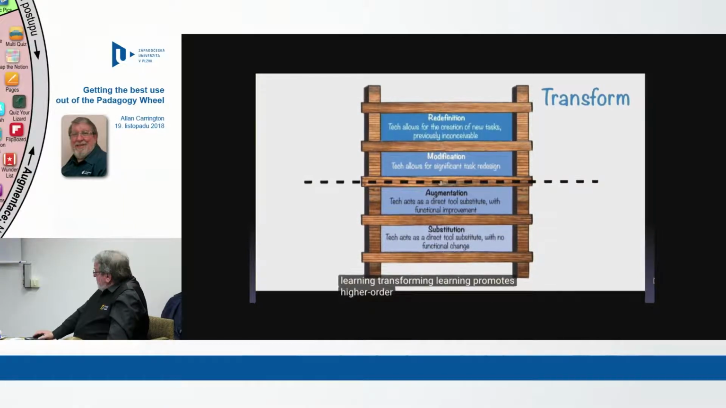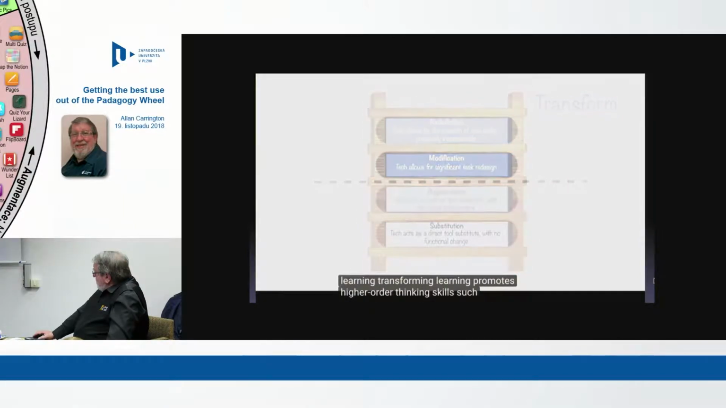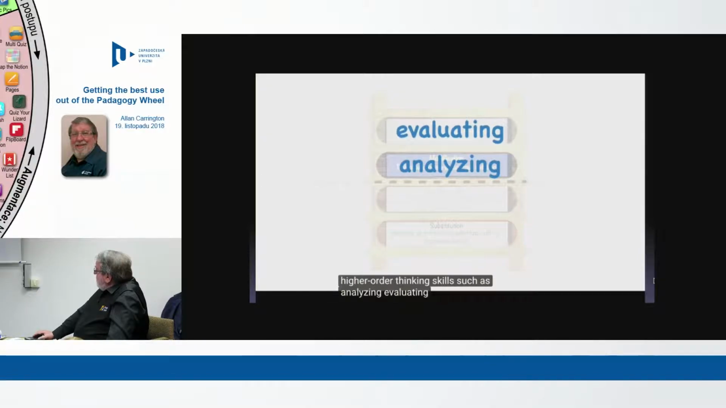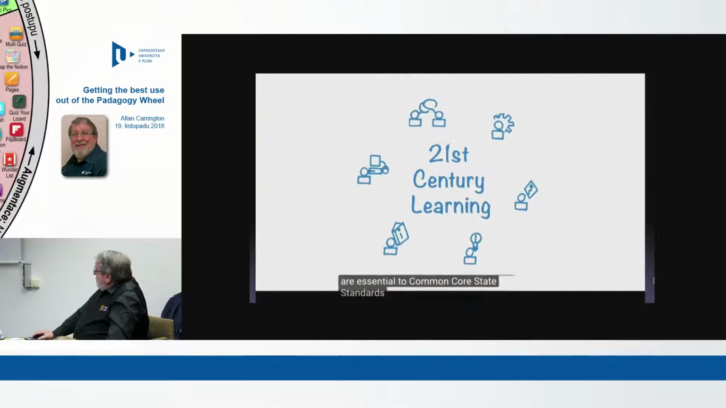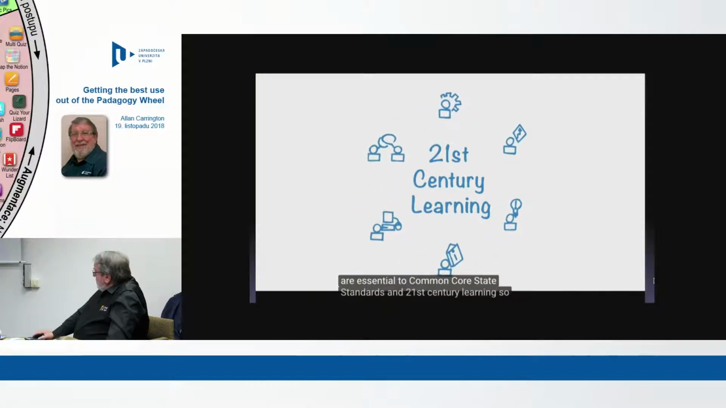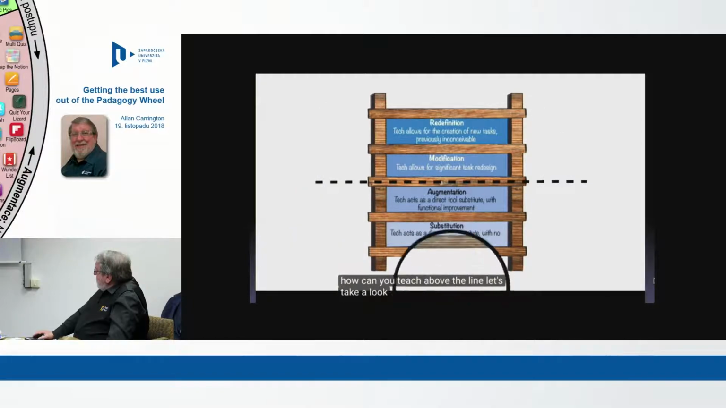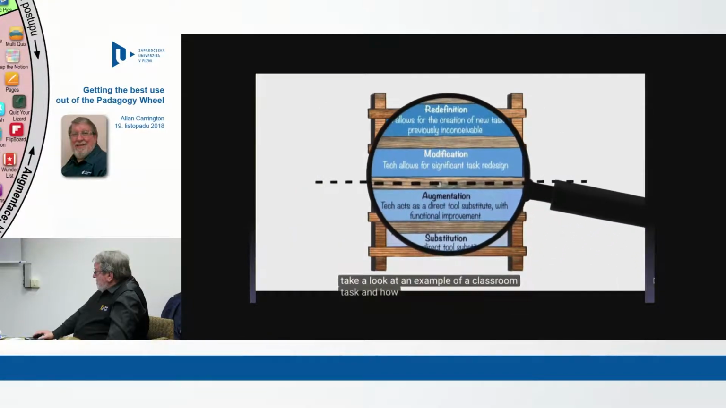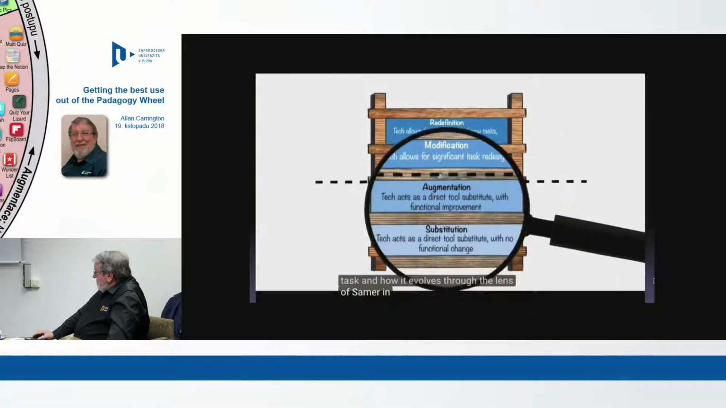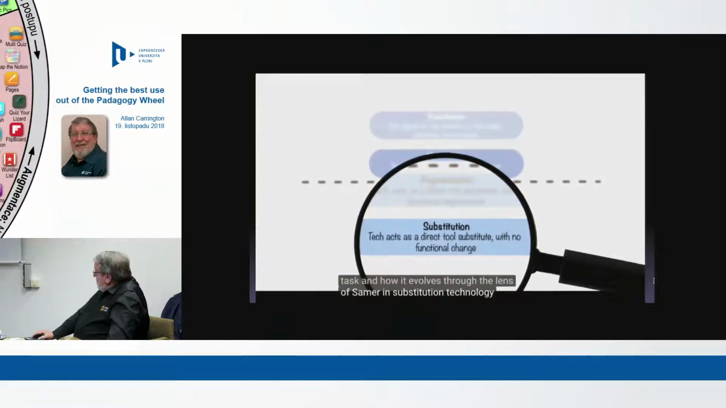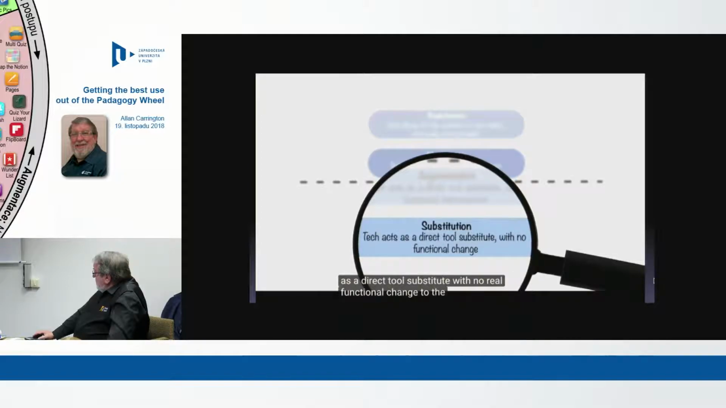Transforming learning promotes higher order thinking skills, such as analyzing, evaluating, and creating, which are essential to Common Core state standards and 21st century learning. So, how can you teach above the line? Let's take a look at an example of a classroom task and how it evolves through the lens of SAMR. In substitution, technology acts as a direct tool substitute with no real functional change to the task.